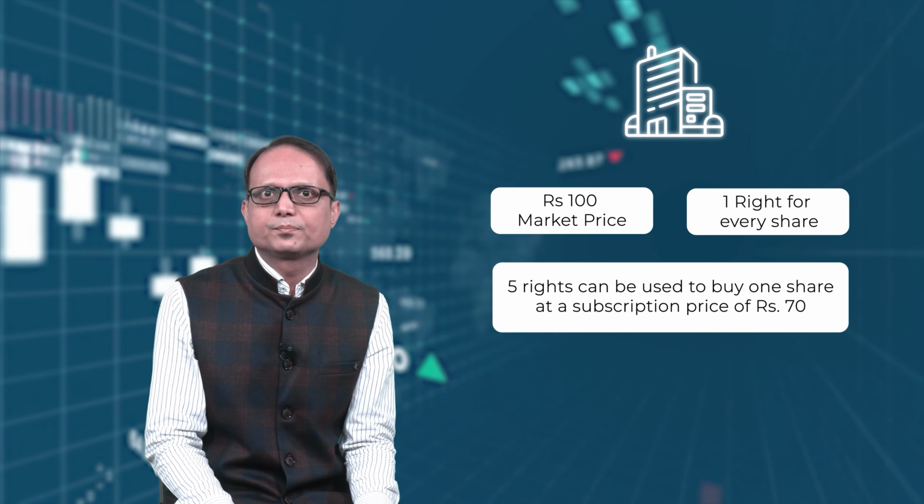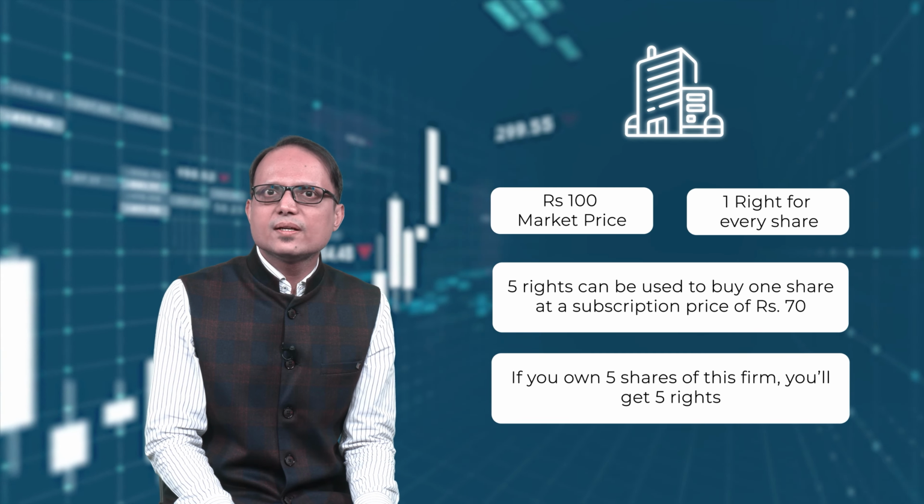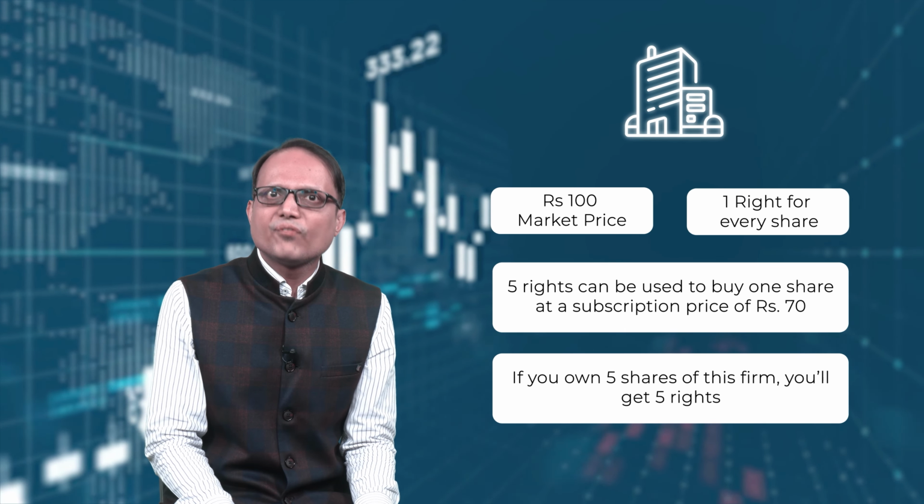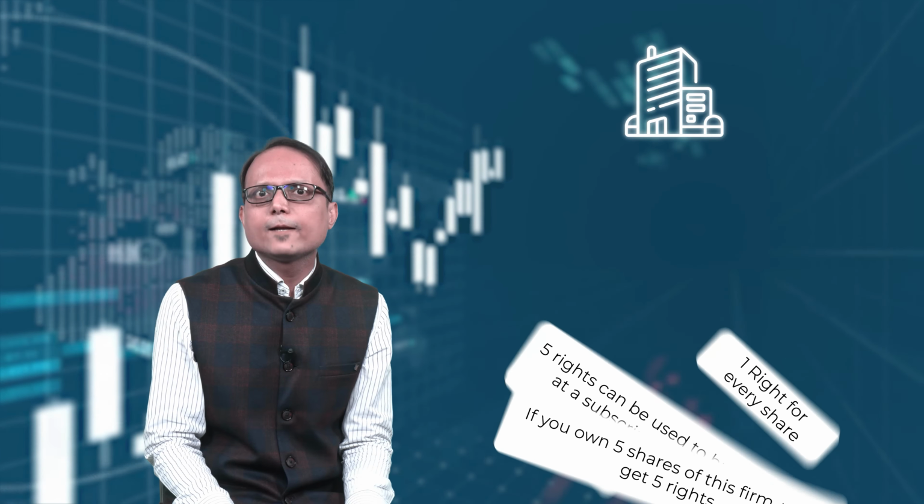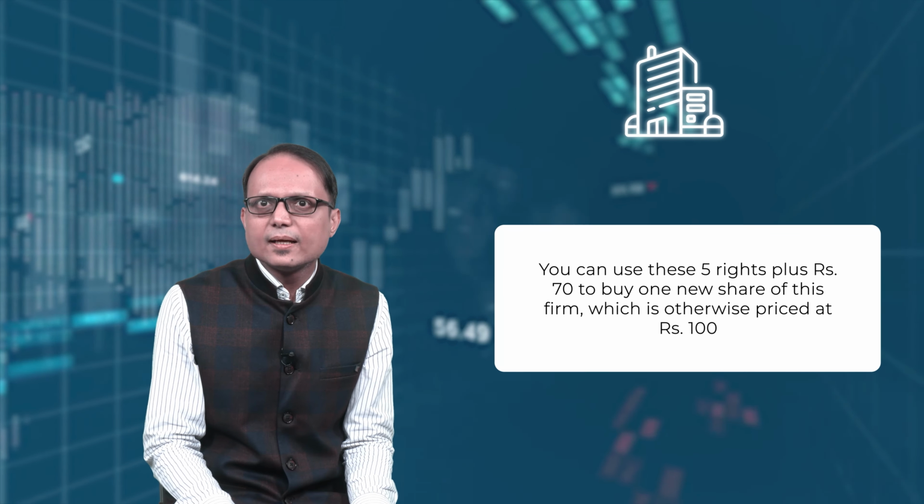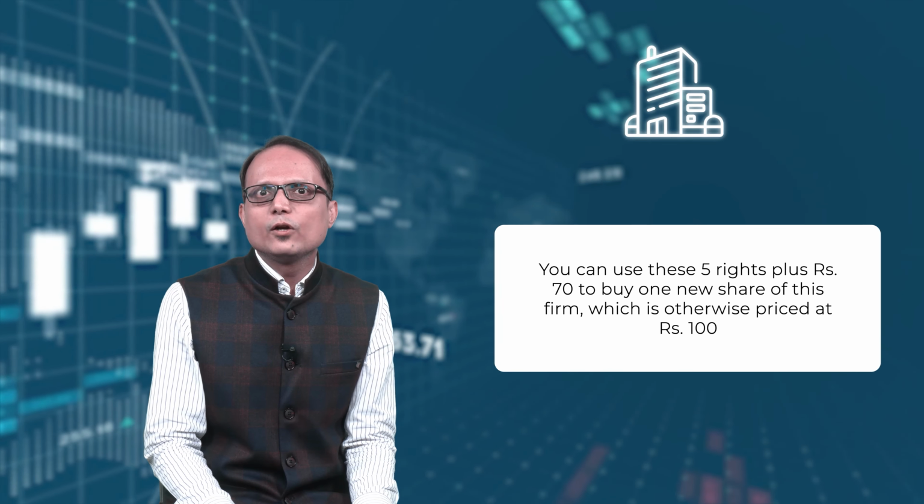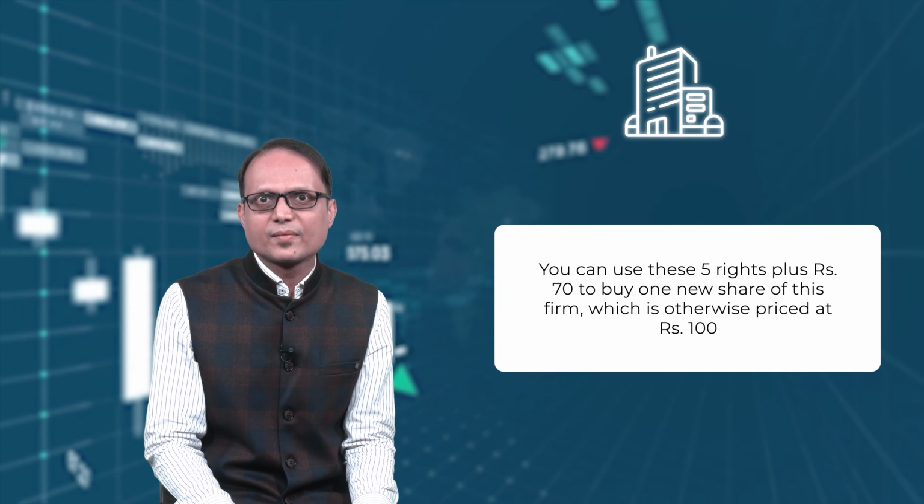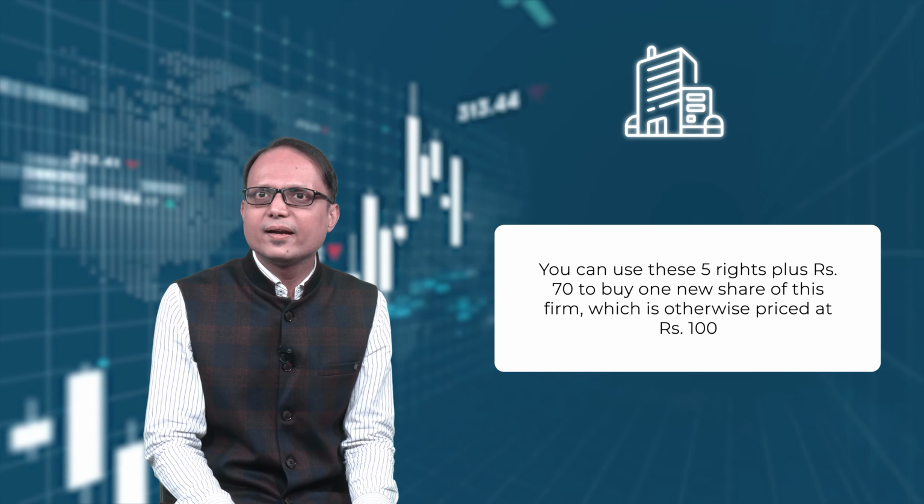So if you own 5 shares in this firm, you will get 5 rights. So this implies that you can use these 5 rights plus rupees 70 to buy one new share of this firm, which is otherwise priced at rupees 100 in the market. So therefore, rights are valuable options that allow the existing shareholders of a firm to purchase its shares at a discount. Now let us discuss different choices before an existing shareholder of a rights issuing firm.